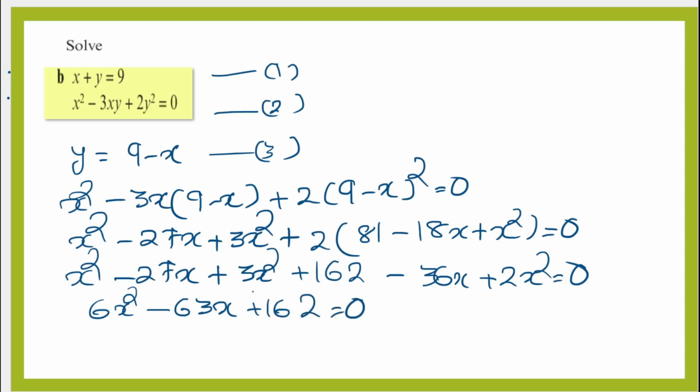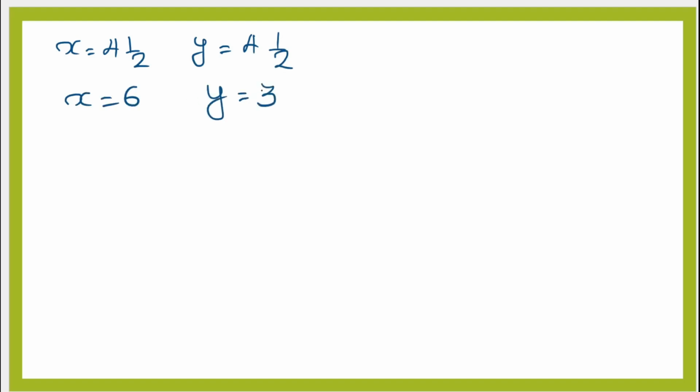Now by using the quadratic formula, we got the value of x as 27 by 2 and 6. Now by taking x as 27 by 2, we got the value of y as minus 9 by 2 from equation number 3. Now when x equal to 6, equation number 3 implies y is equal to 3.